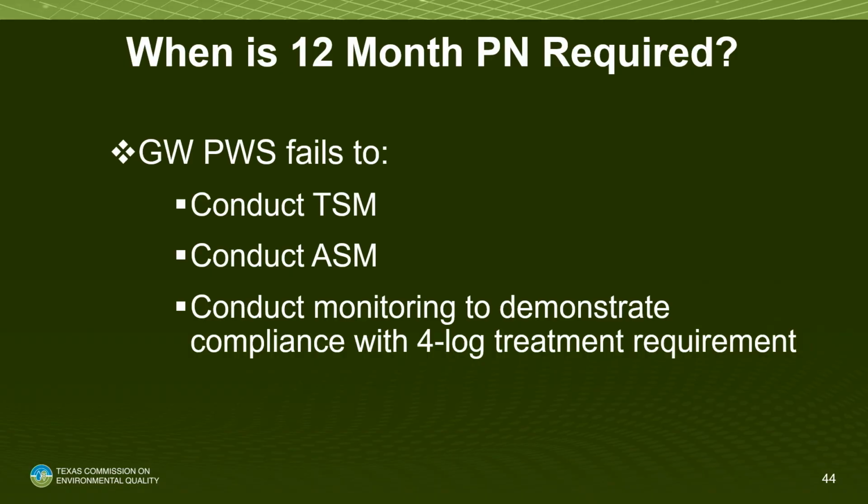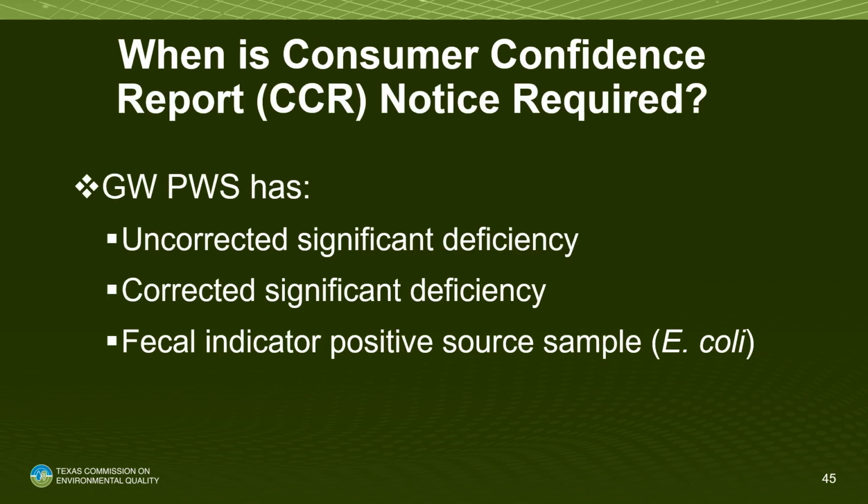You didn't do your monthly assessment source monitoring, or say you've implemented 4-log treatment, but you forgot to do the daily monitoring on the disinfectant, that would also fall into this 12-month Tier 3 situation. The CCR is required for community systems. This is the 3 areas, basically: uncorrected significant deficiencies, corrected significant deficiencies.